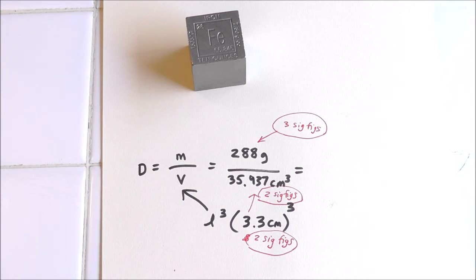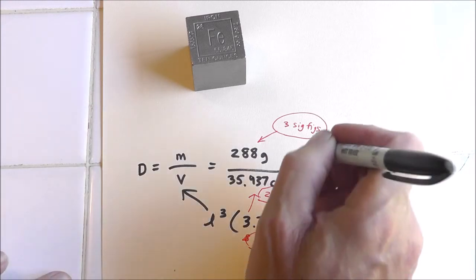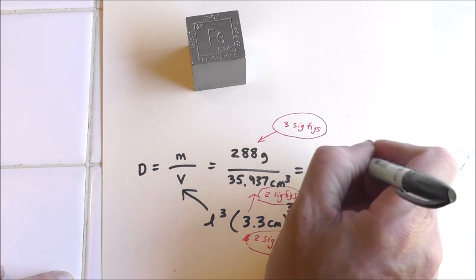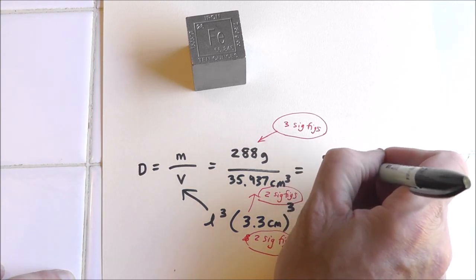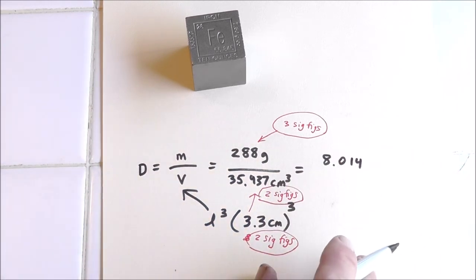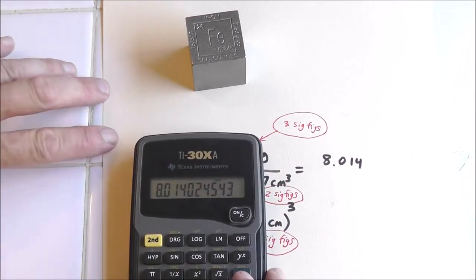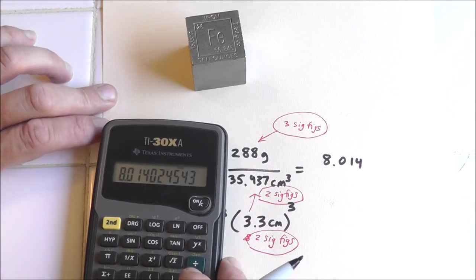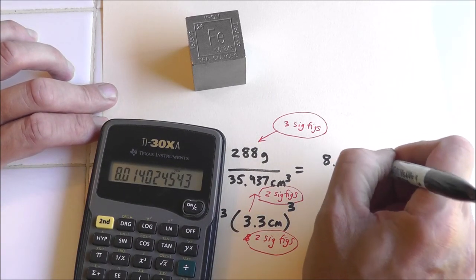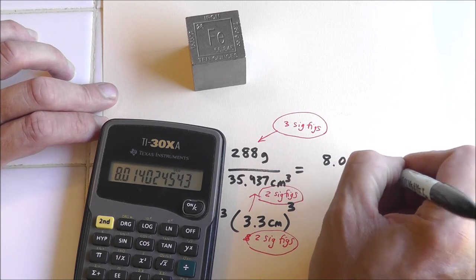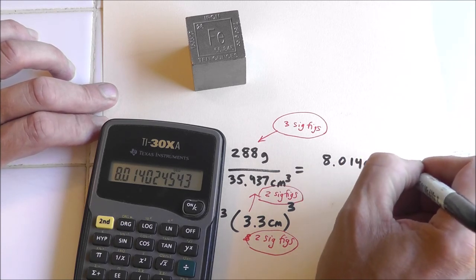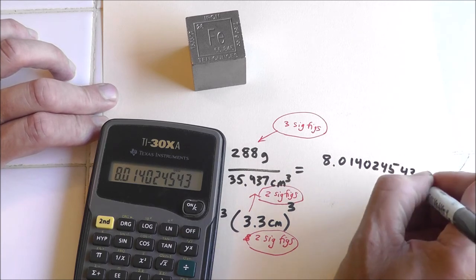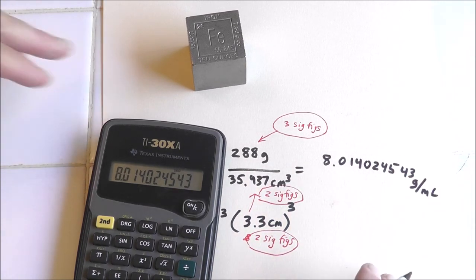So 288 divided by 35.937. 8.014. I'm going to do this to be ridiculous, okay? I'll show you how ridiculous. Look, calculators don't know sig figs. They don't know the etiquette of sig figs. They just give you a number, and if it doesn't land on some weird number, 4.3 grams per, I'm going to call it a milliliter, same thing.